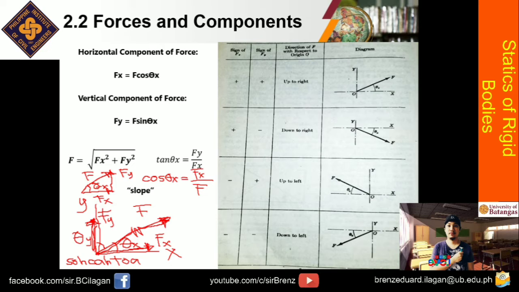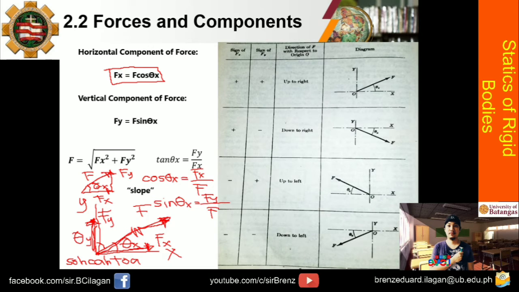Okay? And for the y component, if you're going to solve for Fy, so ito, di ba siya is yung opposite side ng triangle, or that will be sine of theta x is just equals to Fy over F. So from that, you will arrive at this equation. And if you're going to solve again for the value of your F, pag pinagsama mo yung dalawa, it will result to this value.